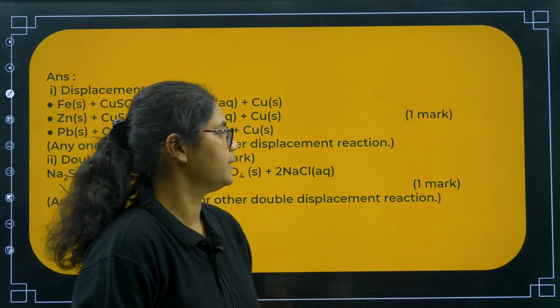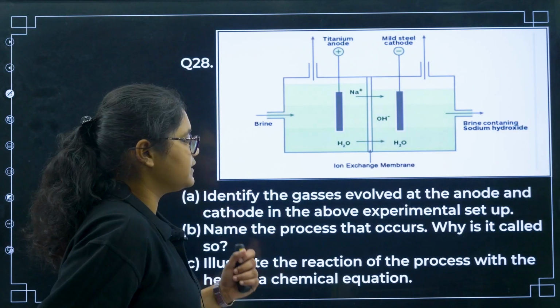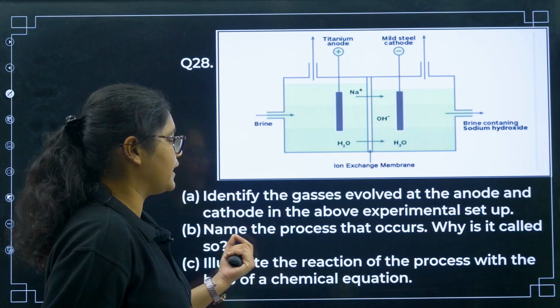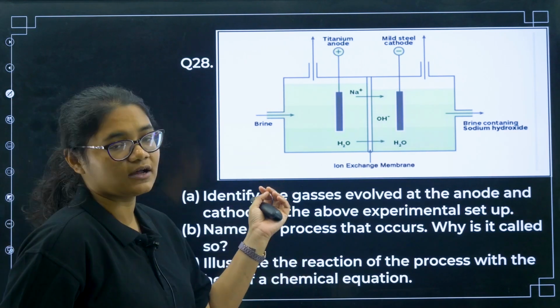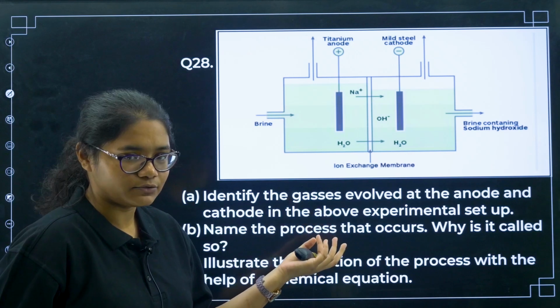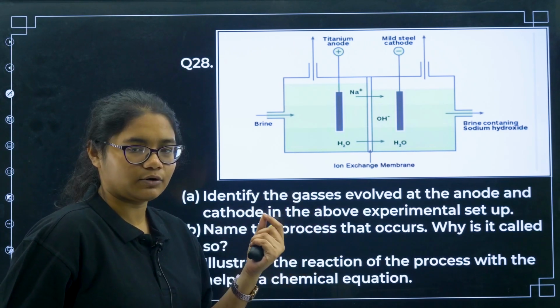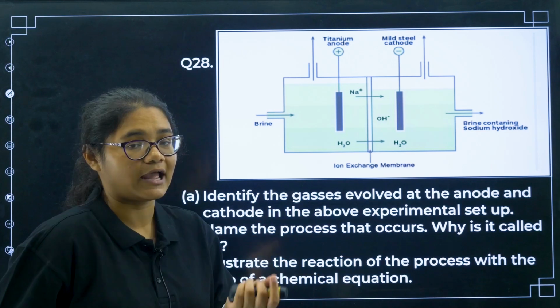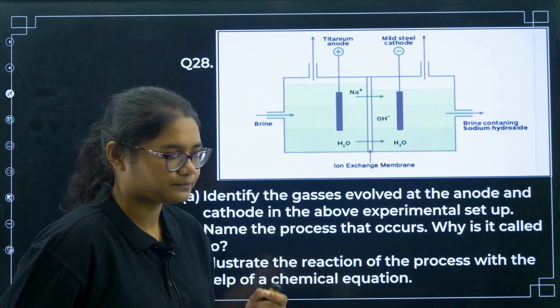This is one of the examples. Okay. Now we'll go to the second 3-marker question. Identify the gases involved at the anode and cathode in the above experimental setup. If you can see, this is the electrolysis of brine solution. These products I think everybody would have remembered by now. At cathode you will get H2, at anode you will get chlorine, and in the solution NaOH is produced.